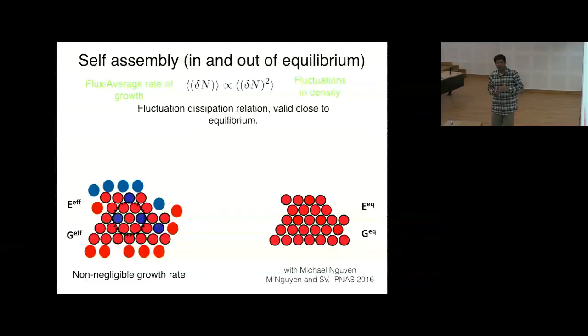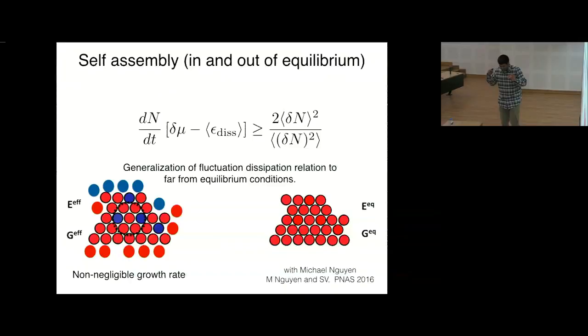What people have shown recently is that, in fact, even if you go far from equilibrium, the fluctuation dissipation theorem is no longer an equality, but it actually becomes an inequality. Okay. So, coming back to what I have over here, this is what we know from the second law.